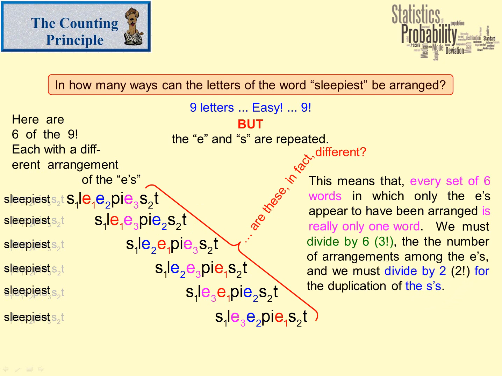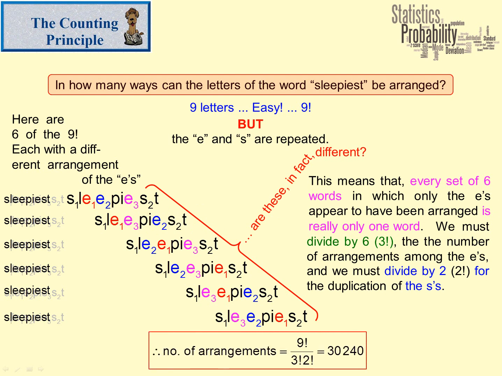And we've got to divide by 2 factorial for the number of arrangements of the S's. Which means 9 factorial, yes, but we must divide by 3 factorial for the E's and 2 factorial for the S's.